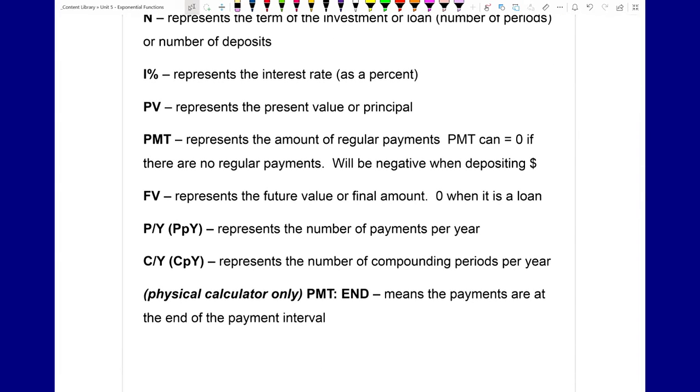Some calculators, usually only physical calculators, have a PMT end or a begin setting. This basically just tells us when the payments are being entered, or when the payments are being put into the account. And for our purposes, we're always going to leave it at the end. So that means the payments are always at the end of the interval, right? So at the end of the month, we put our payment in, not the beginning. So there's no interest being calculated on it until the end of that month.